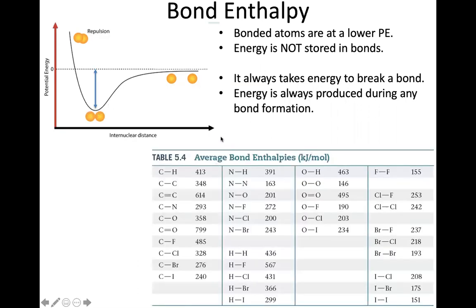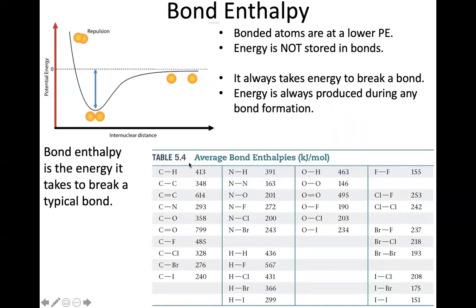Here's a table showing the data for different bond enthalpies, the energy corresponding to different bonds. We have examples of bonds between carbon and carbon, carbon and hydrogen. Now, the way that we interpret this, bond enthalpy is telling me it always takes energy to break a bond. This is how much energy it takes to break a particular bond. A typical carbon-carbon bond takes 348 kilojoules per mole. A typical nitrogen-hydrogen, 391. This is, again, provided data for you.